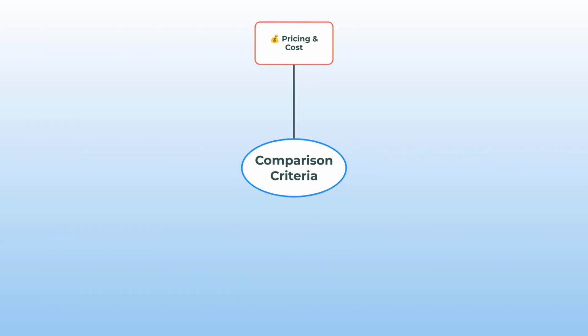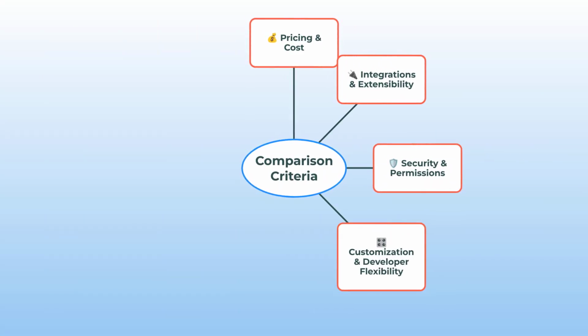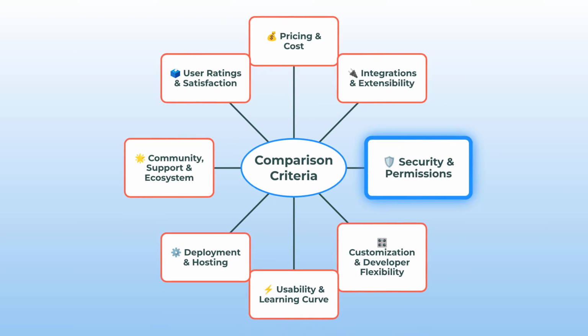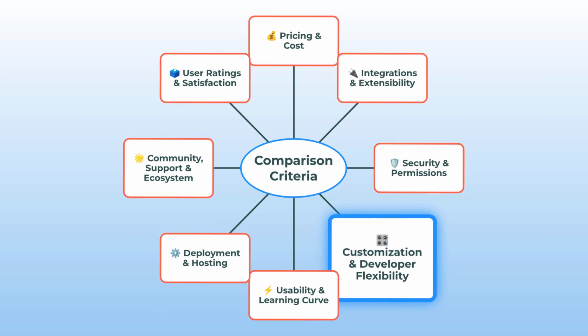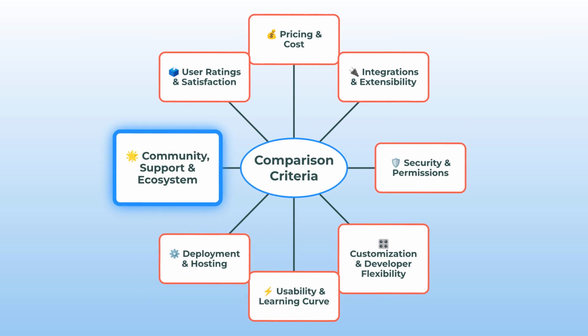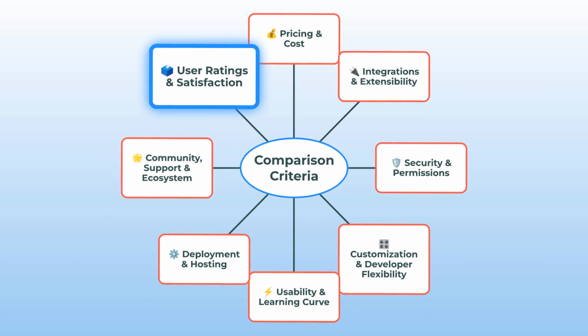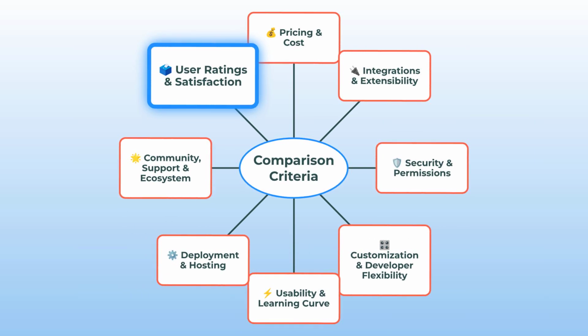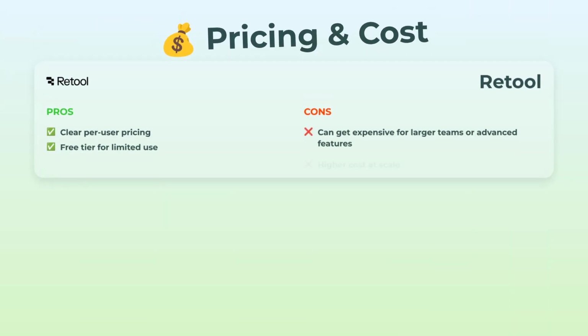All right, let's set the stage. We're going to break down Retool and Appsmith across these categories: pricing and cost, integrations and extensibility, security and permissions, customization and developer flexibility, usability and learning curve, deployment and hosting, community, support and ecosystem, and user ratings and satisfaction. So, mind map in hand, let's hit the first checkpoint. Let's talk about the money stuff first.